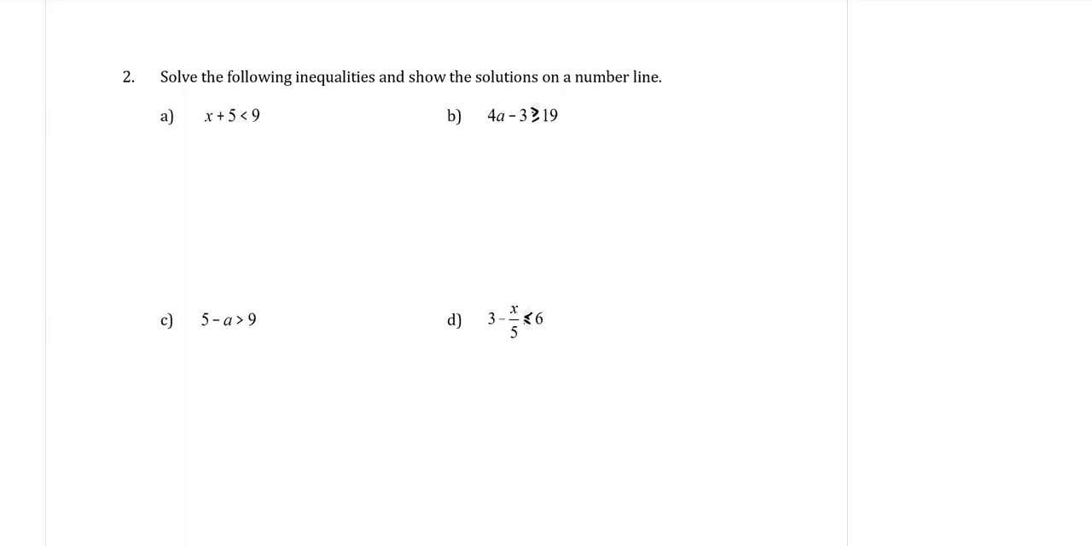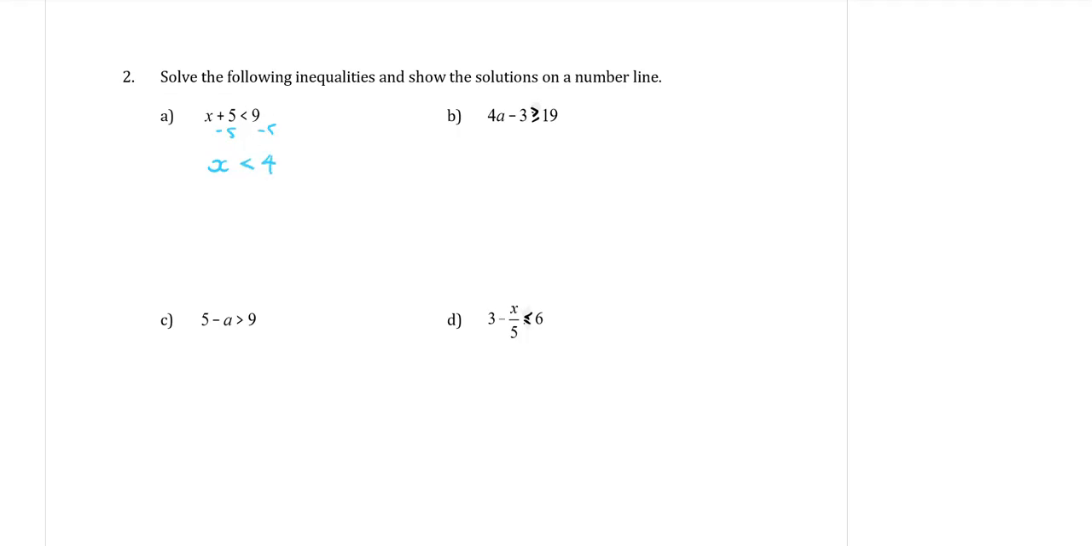So remember, if you multiply or divide by a negative, then you have to turn the sign around. The other thing to look out for is if your pronumeral is on the right-hand side of the equation. If you switch sides, then you also have to turn the sign around. But otherwise, like a normal equation. So let's minus 5, minus 5, and we have X is less than 9 take away 5 is 4.